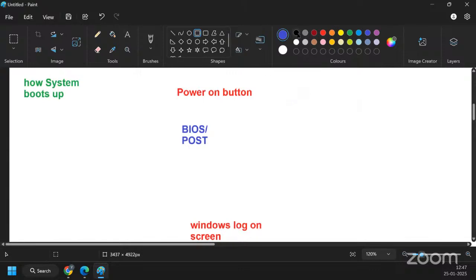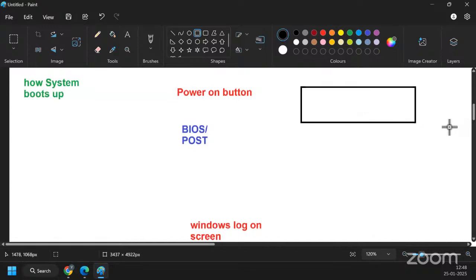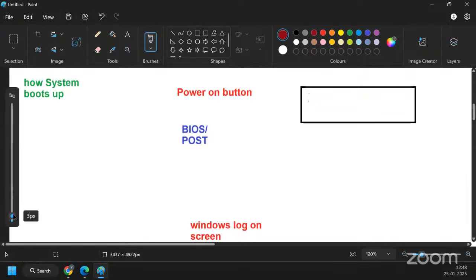Let's say this is the processor we are having. And on the back side of it, depending upon the different processors, we will be having the pins. We are having the pins over here.